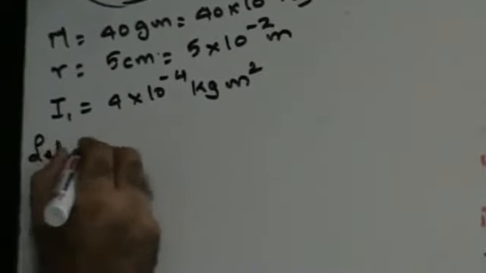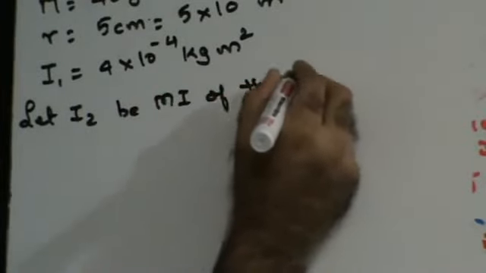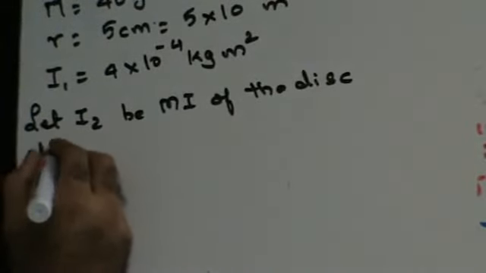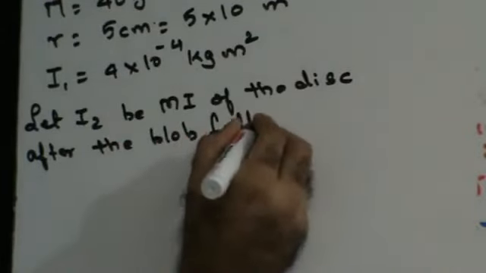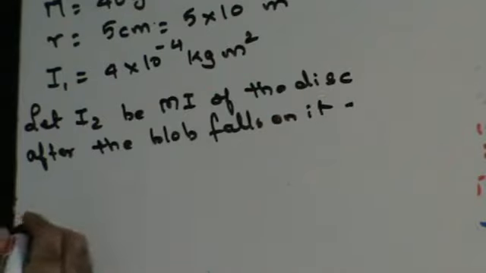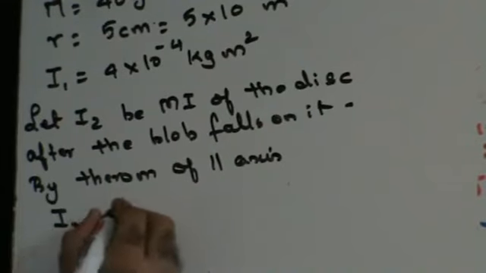First of all, I'll say let I2 be the moment of inertia of the disc after the blob falls on it. So in that case, by theorem of parallel axis, I2 is nothing but I1 plus mr square. M I know, R I know, I1 is given to me. So I'll come to know I2.